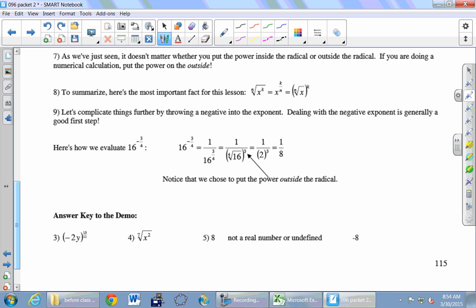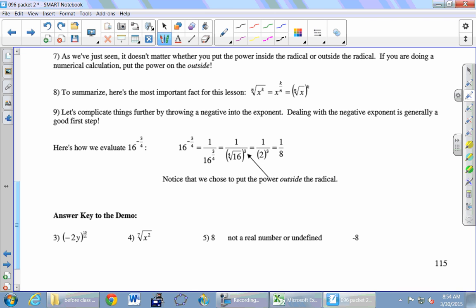Where did I put that 3? Inside the radical or outside? Chose to put it outside, because if you put it inside, then what calculation do you need to do? 16 to the 3rd, which I'm guessing you guys don't know. Do I know it? 4,096. Type it in. 16 to the 3rd. 4,096. Swish.